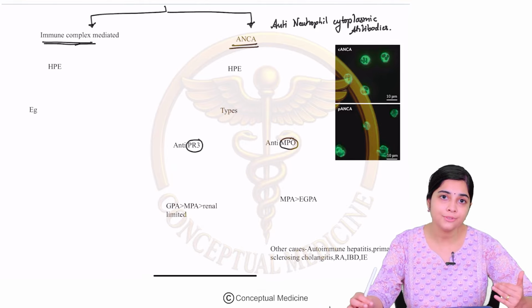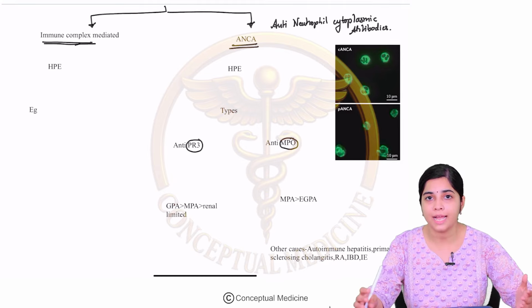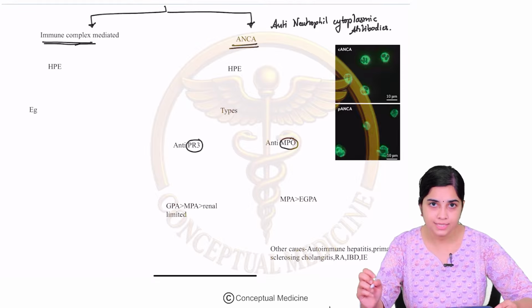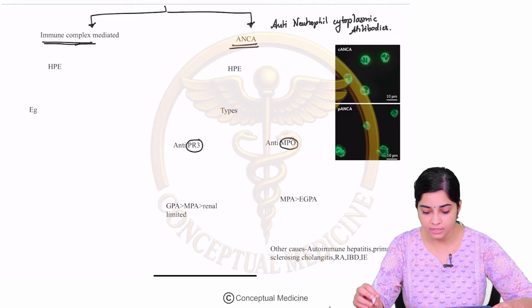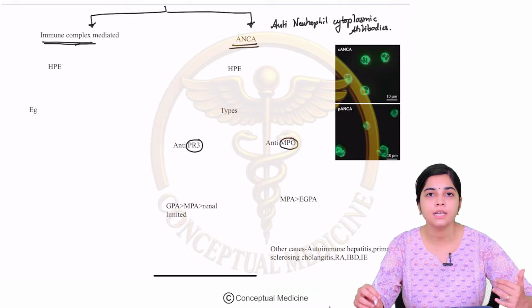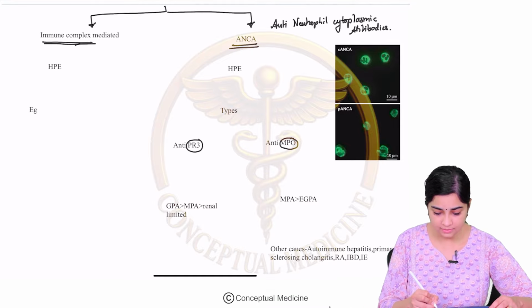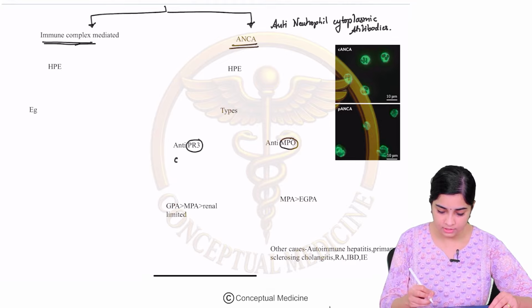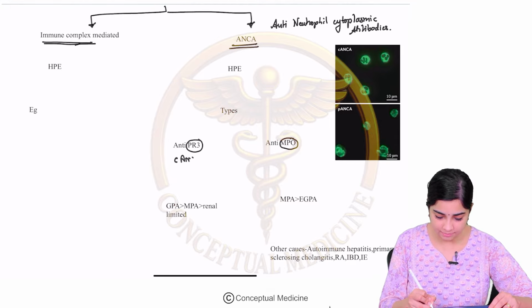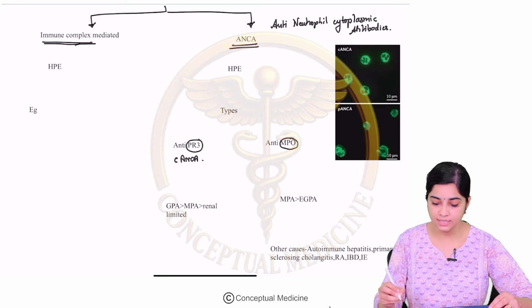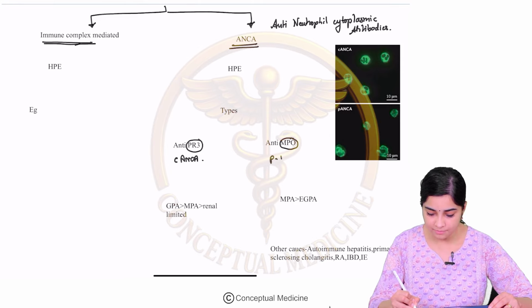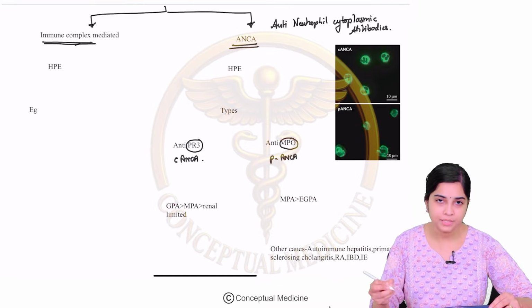ANCA-associated vasculitis is further classified into two types: anti-PR3 antibody, or anti-PR3 ANCA, and anti-MPO antibody ANCA. Anti-PR3 is also called c-ANCA, and anti-MPO is also called p-ANCA.